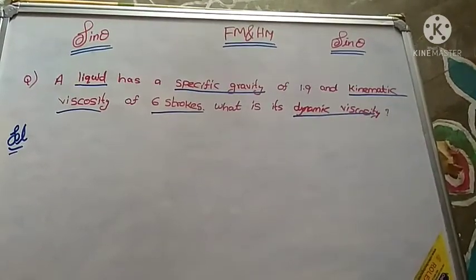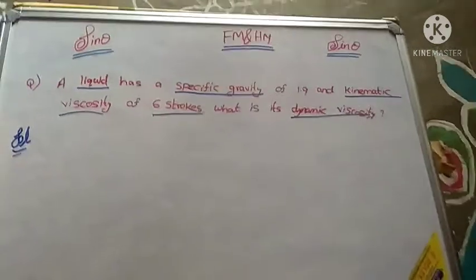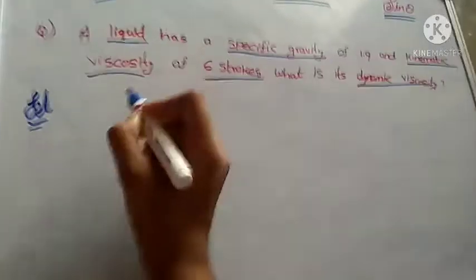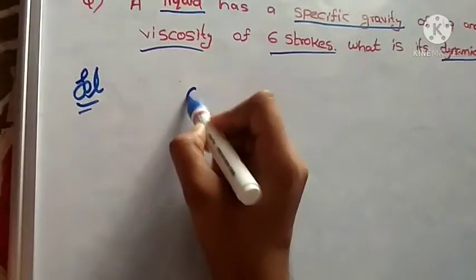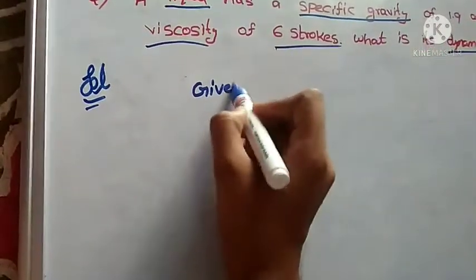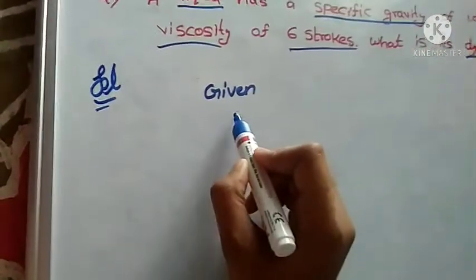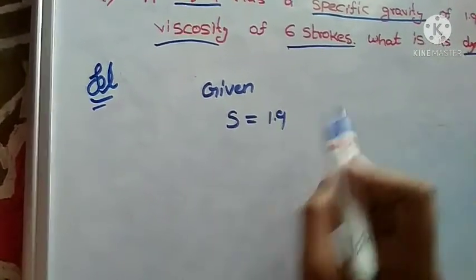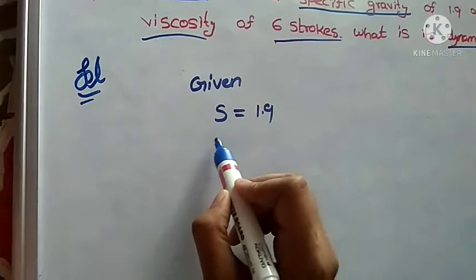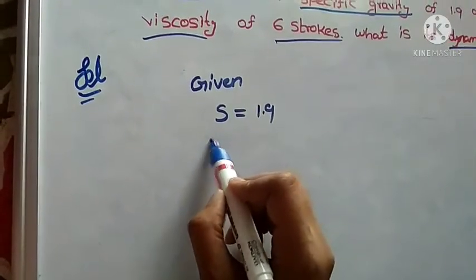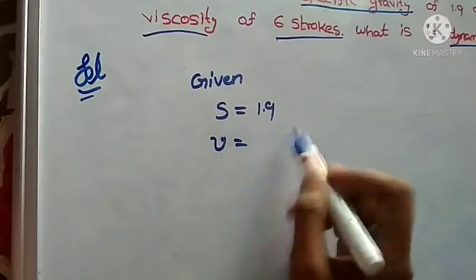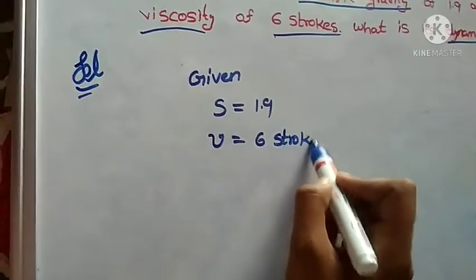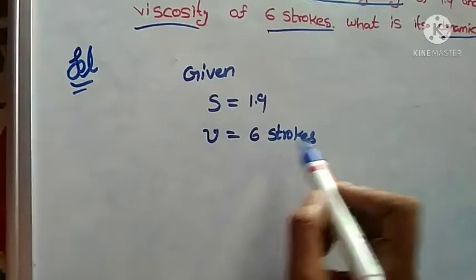So first of all, we are writing the given data. Given: specific gravity, S is equal to 1.9, and the next one is kinematic viscosity, that is represented by the letter nu, that is equal to 6 stokes. So here unit conversion is a must.